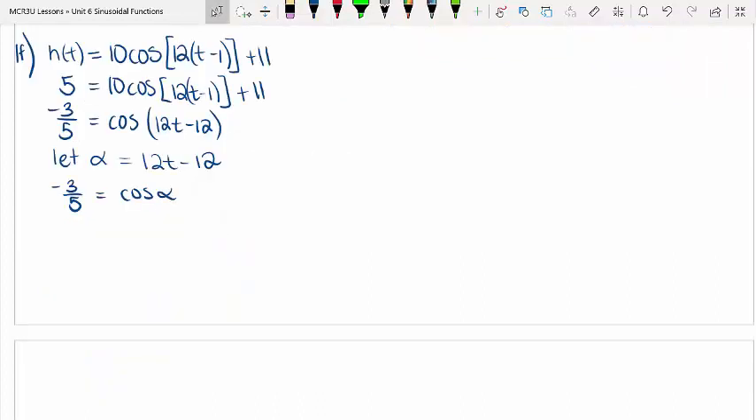Alright, so if you remember from Unit 4, Lesson 8, we need to find the related acute angle. So we're going to take the positive value of the ratio and solve. I just switched it to beta to officially declare that I'm finding the related acute angle. So you're going to take the inverse of cosine, and you're going to get 53 degrees for your related acute angle.